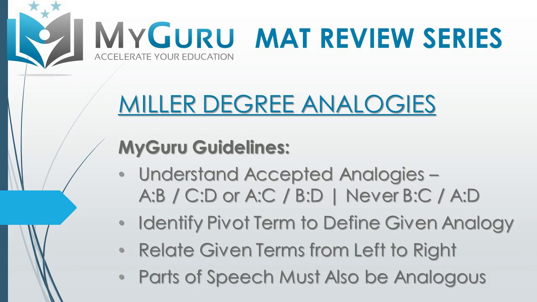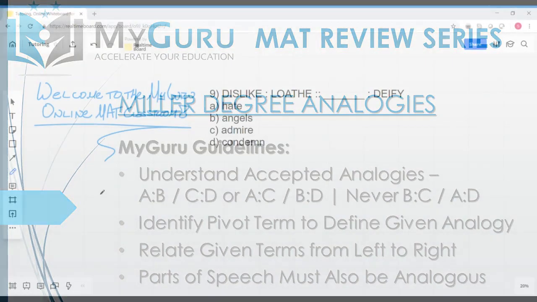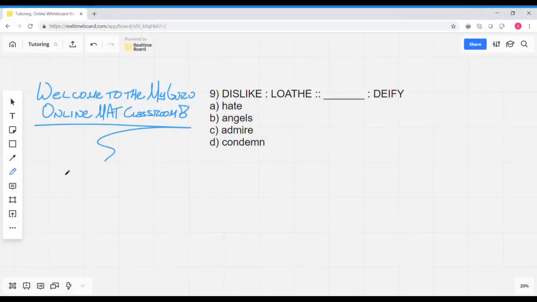Today we're going to take a look at a common analogy type called a degree analogy, where basically you have one term that is a lesser or greater degree than another. Now, as always, we're going to first work by identifying the pivot term based on the placement of the blank in the given term. So in this case, we could see that the blank is in term C, so that means that term B is going to be our pivot.